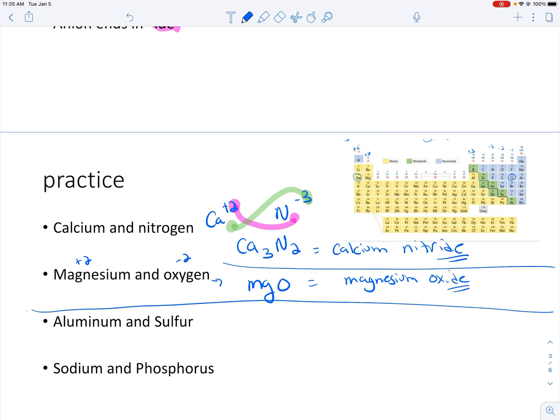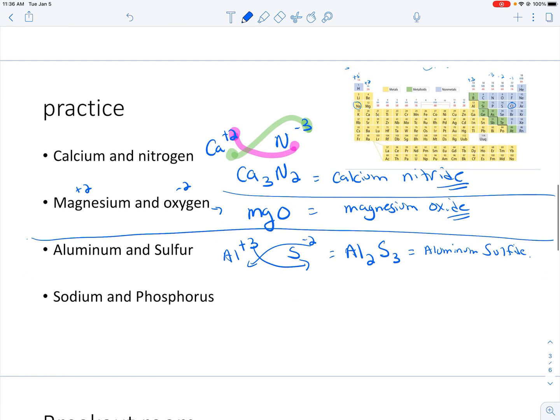Okay, aluminum and sulfur. Coming over here, aluminum is right here. It's in group 3. So aluminum is going to take on a +3 charge. And sulfur is in this group right here, so it's going to take on a -2 charge. Remember, we're going to cross the number, not the charge. So our formula is going to be Al2S3, and we're going to name that aluminum sulfide.